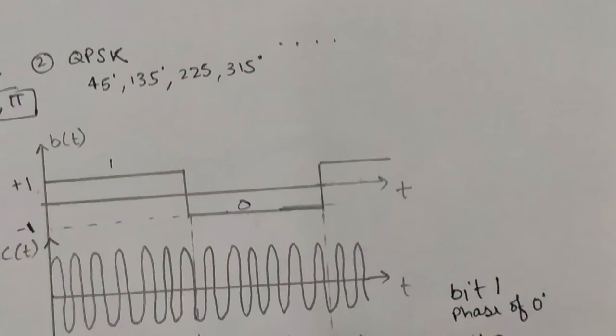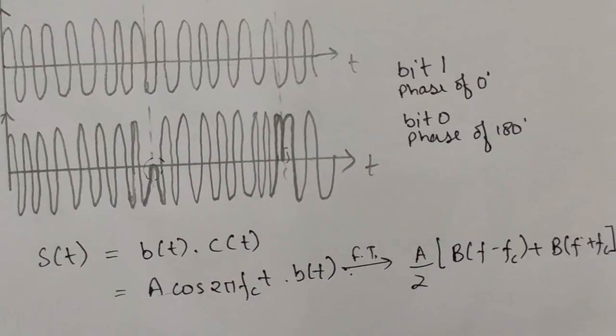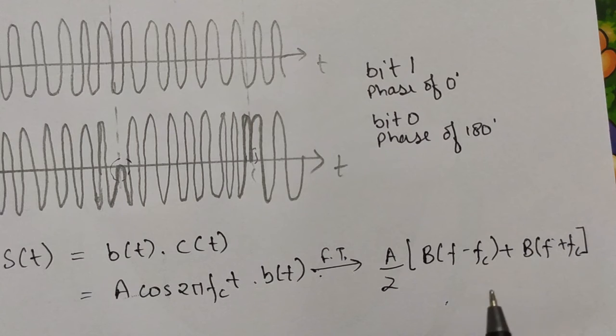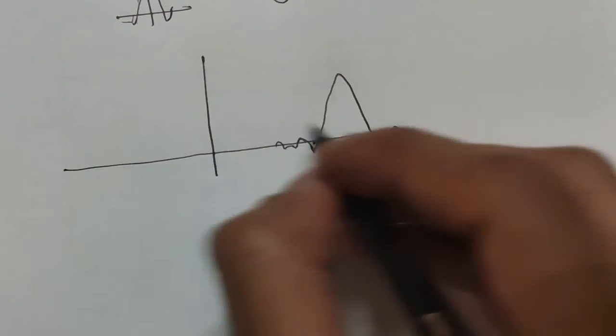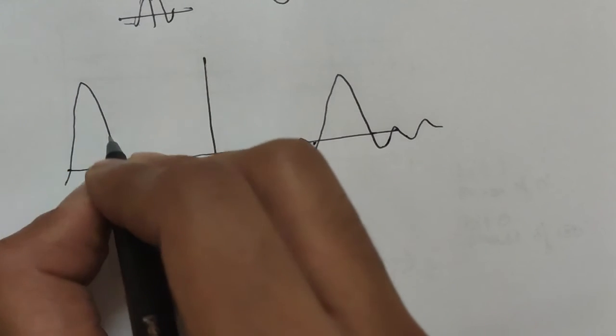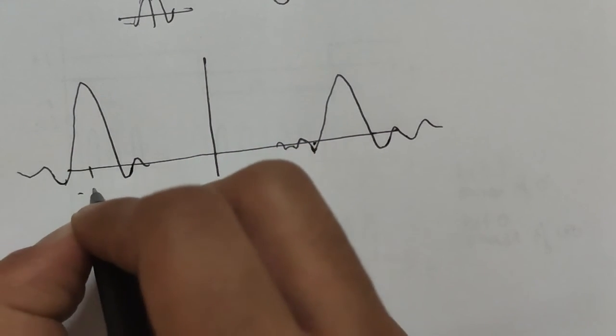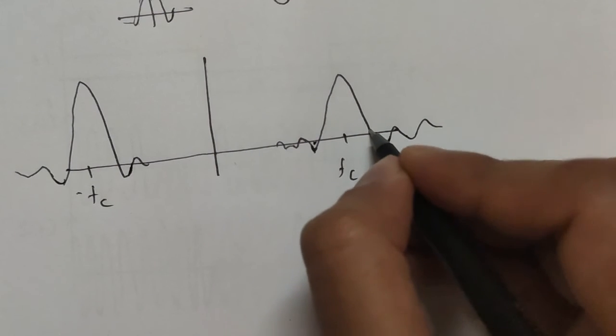Hence if we take the Fourier transform of our original equation, we will get this, and we will have two sinc pulses present, one at minus fc and the other at plus fc. Let us plot here, and all this I have done in the ASK video. You can see it for more understanding. We will have one sinc pulse here, another here, at minus fc and plus fc.